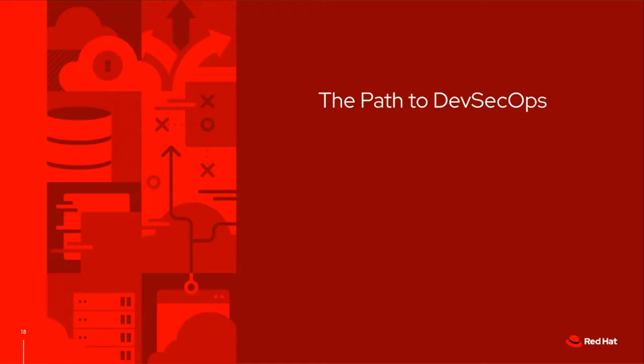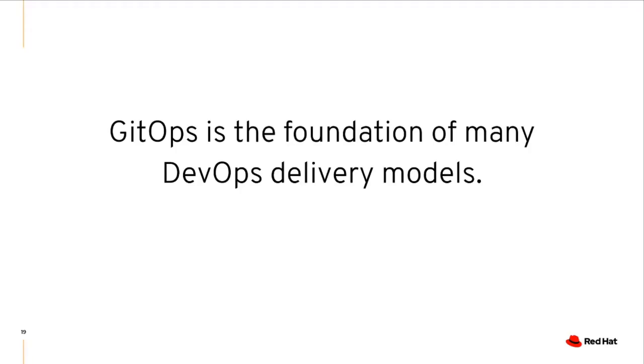So let's talk about the path to DevSecOps. GitOps is the foundation of many DevOps delivery models. In practice, it is the core of a lot of DevOps models. Many people say that GitOps is what DevOps looks like in practice, so the core functionality of DevOps is actually GitOps. It's used as a foundation for a lot of things, like AIOps and AI/ML Ops, NoOps as well, and of course DevSecOps. GitOps sets the groundwork for many of these operating models.